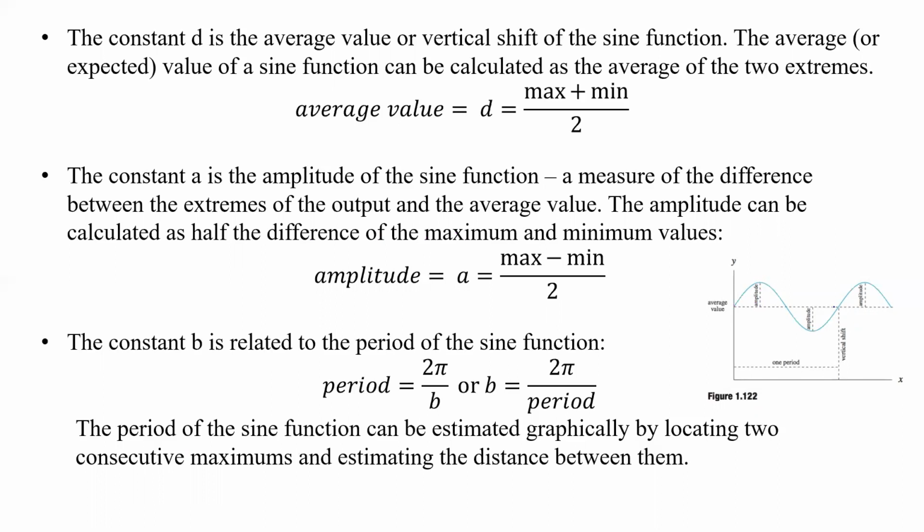So, from here to here, or here to here. And if we had another one, we could go over here. And it's just going to be 2 pi divided by whatever our b value is in our equation, okay? Or if we need to solve for b, then we take 2 pi divided by whatever our period is.